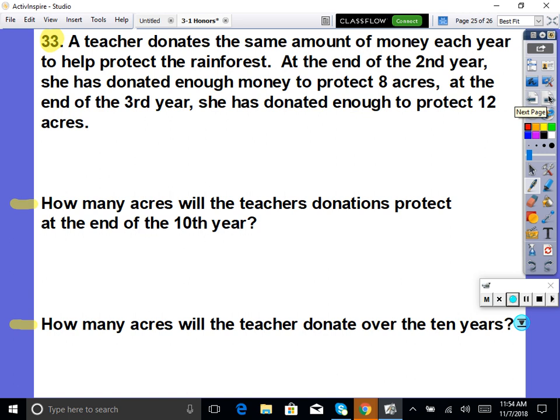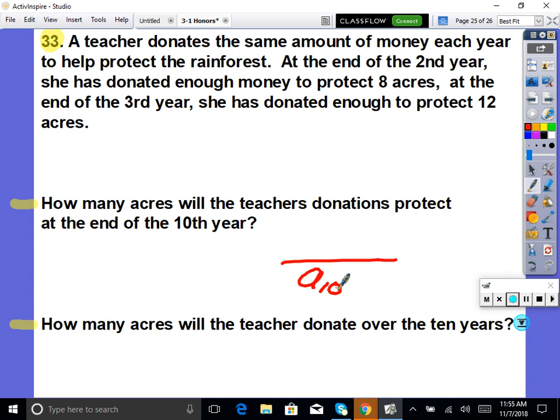Let's look at the difference. The hard part is when people get to the test, they don't know if they should be finding the sum or they should just be finding the nth term. So let's read the same problem. This was 33. We've already done it. The teacher that's donating the acres, right? It asks us how many acres will the teacher's donations protect at the end of the 10th year. So that was just finding a sub 10, wasn't it? Now let's read, because on the test you got to be able to separate the two. Which one's which? It wasn't asking us to sum up, right? It said how many acres did the teacher donate at the end of the 10th year? So that would have been a sub 10 only.